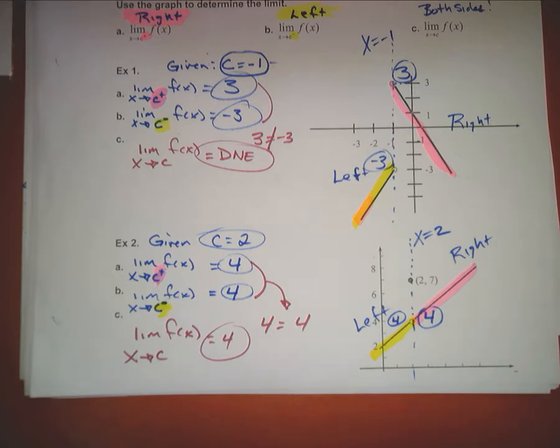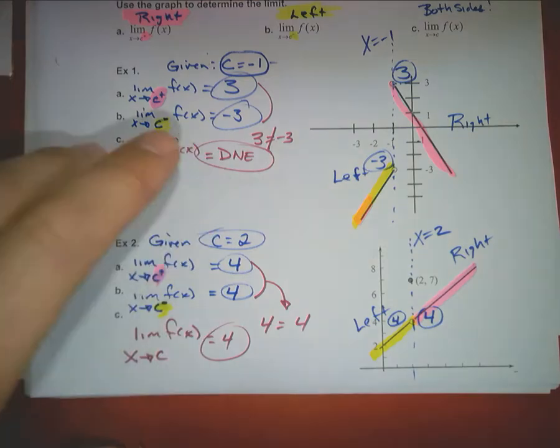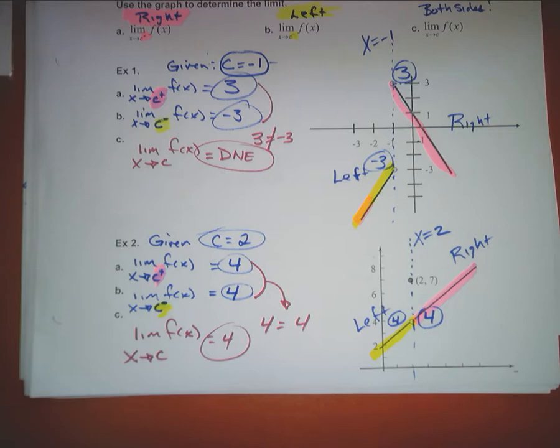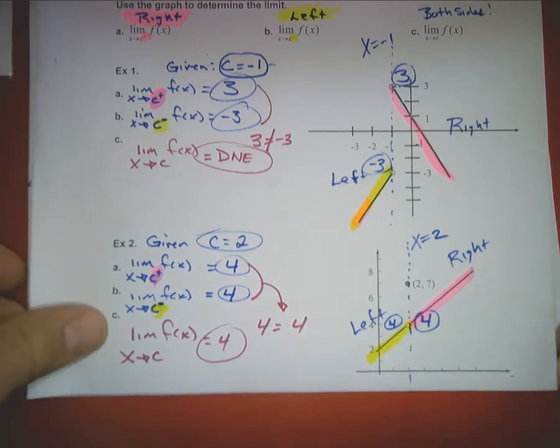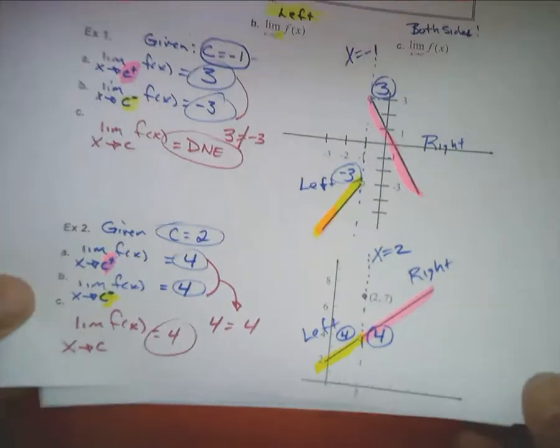How easy is that? It's essentially the way I taught 14.1. Okay? We look at the limit from the left and from the right. They should be converging on the same y value. If they don't, the limit does not exist. Any questions, y'all? Okay? No questions.